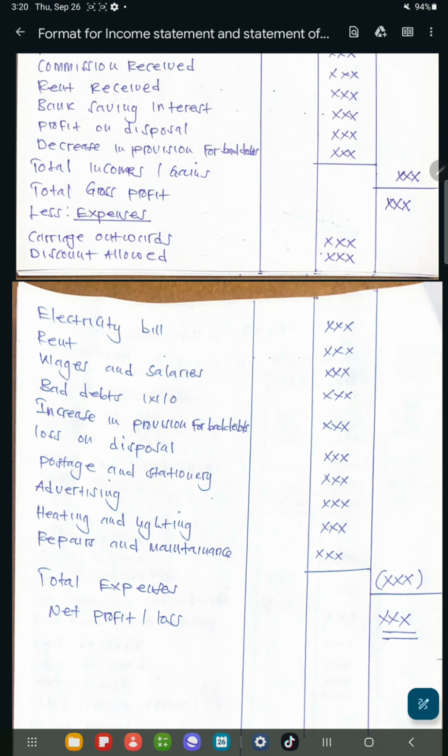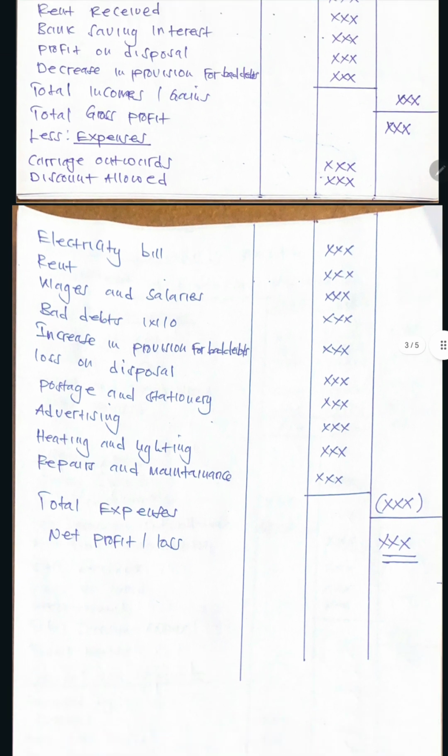And then you proceed. Carriage outwards. Discount allowed. These were just examples of the expenses. Some of the expenses, because the list is endless, and some of the incomes. But I made sure to put most of the common ones that you usually encounter. So from there, you put your expenses: electricity, rent, wages. These are the types of expenses. All expenses are always put in the middle column so as to adjust. And when you add, the total is what you take to the last column.